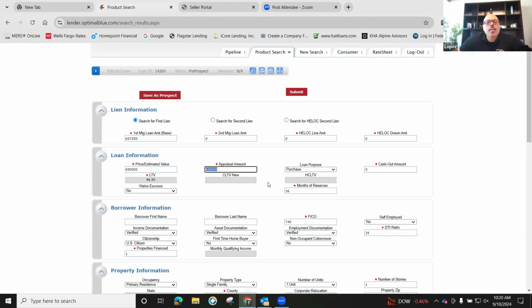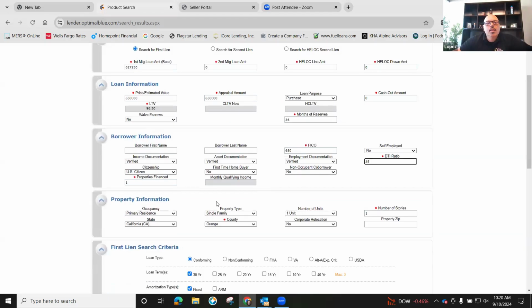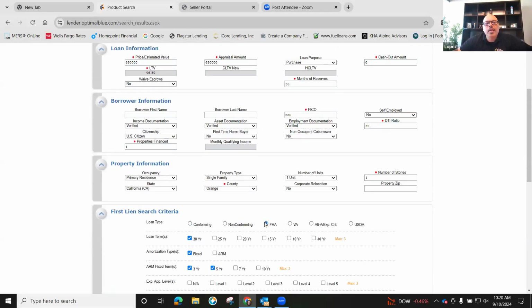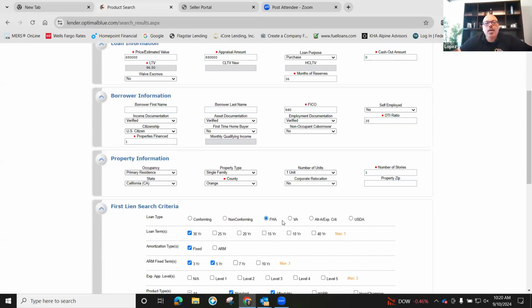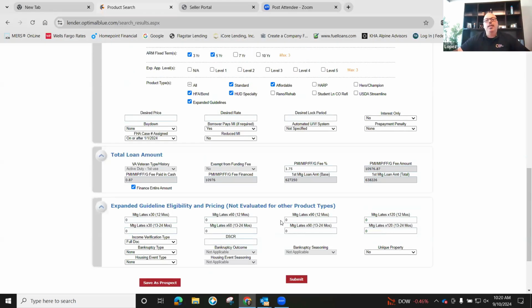We're also looking at a purchase, with a FICO score of, let's say, 680. We're looking at a DTI, and I'm going to keep the DTI where it is for argument's sake. Primary residence, single family. We're going to stay in Orange County, and I'm looking for an FHA loan. So I just came down here and everything else has stayed the same. I changed the FICO score, typed in that I want an FHA loan, and I'm going to click for it to price. Nothing else has changed other than I'm looking at a different loan. I hit submit.